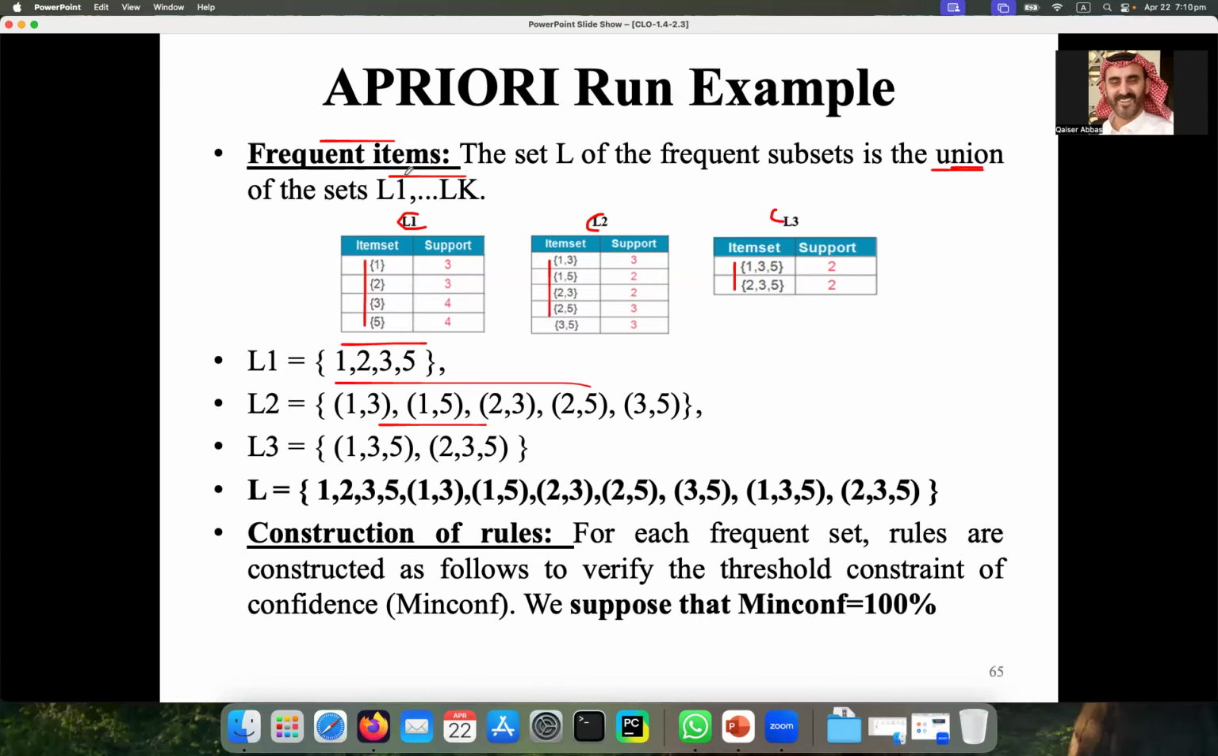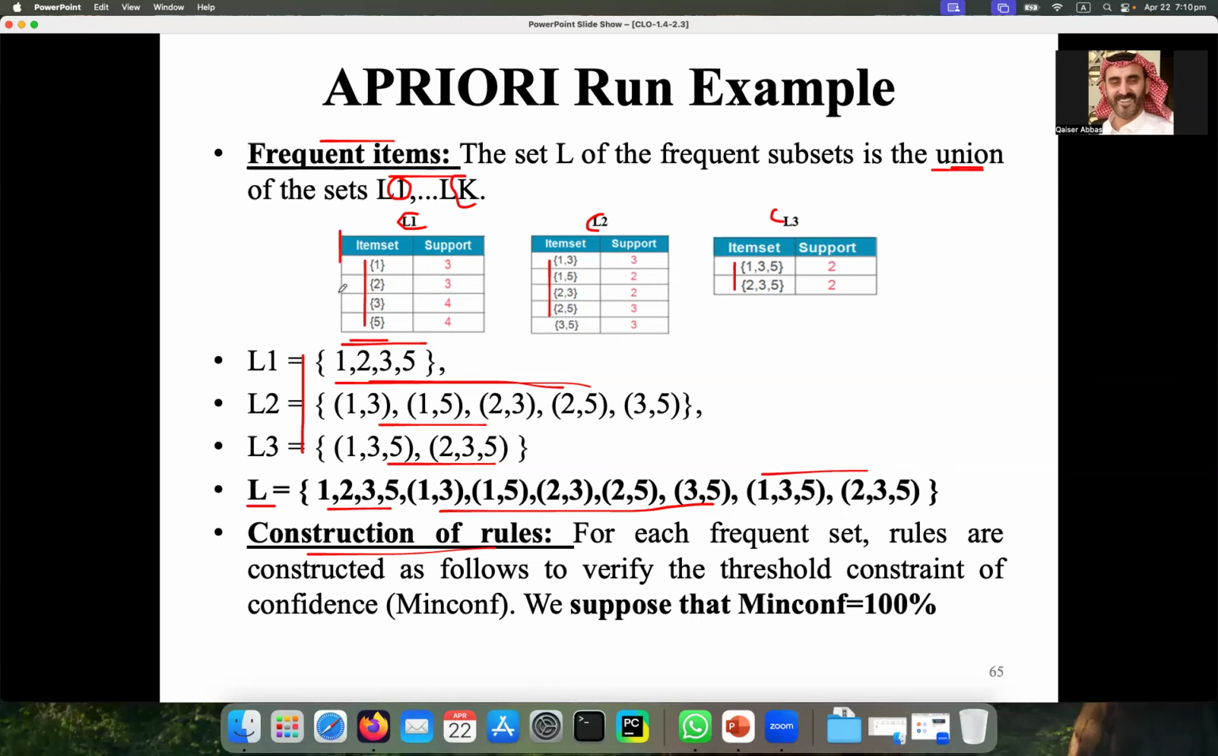L1, L2. By the way, I have not made it a subscript. I have to make it a subscript. So I have to take the union of all these sets, and this L is representing that union: all items of L1, all items of L2, all items of L3. This is the union. We have reached the union of these. Now we will construct the rules.